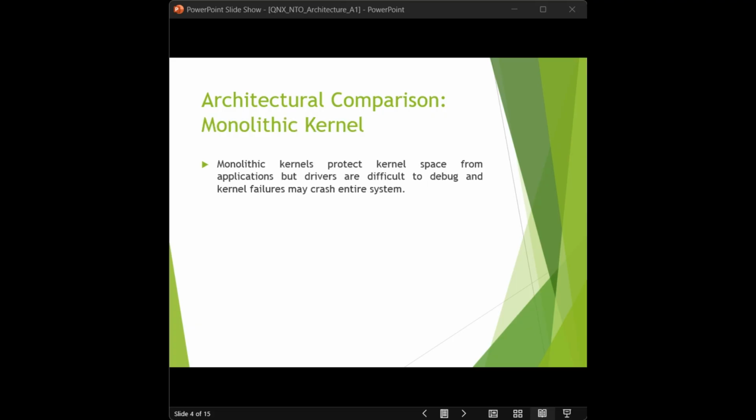Now we'll move on to the second type, that is the monolithic kernel. This is somewhat of an improvement over the previous one. Here the kernel is separated from the user application. However, the device drivers still run inside the kernel. Hence, here also the debugging and maintenance become more complex. For example, if you take a desktop operating on an older version of Linux, if a device driver fails, then the entire system crashes.